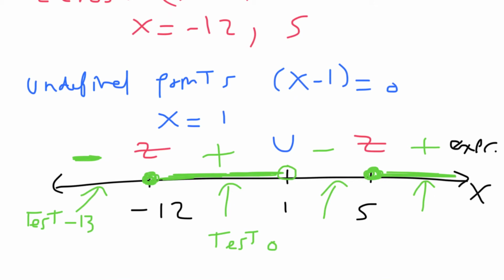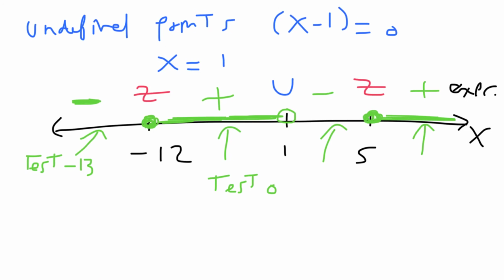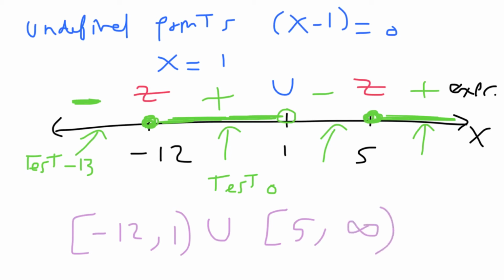If you want to write this as interval notation, you can basically write from minus 12 to 1, and this is a bracket here, while this is a parenthesis because it's open end, union of another interval, which is from 5 to infinity. Always, infinity and negative infinity are open-ended. So this is now interval notation.